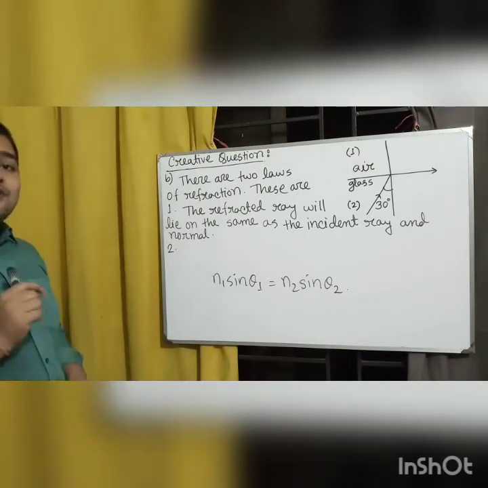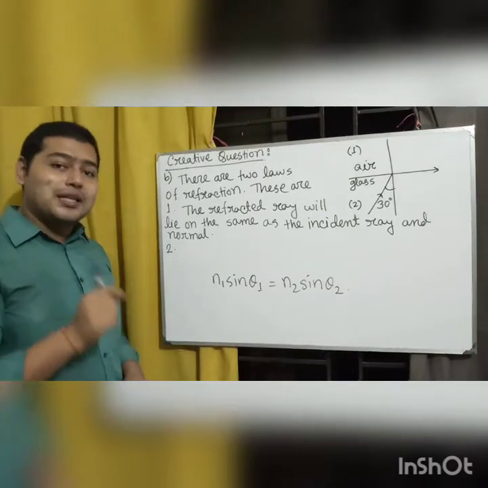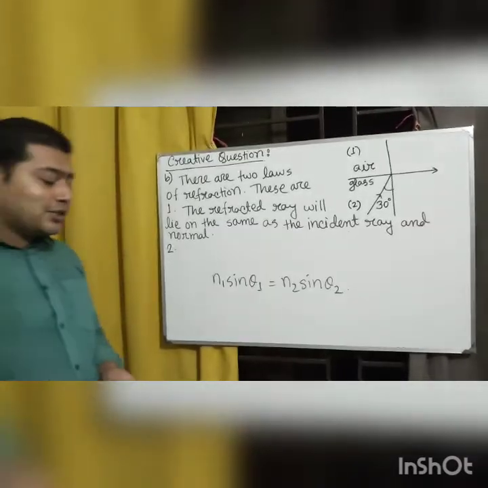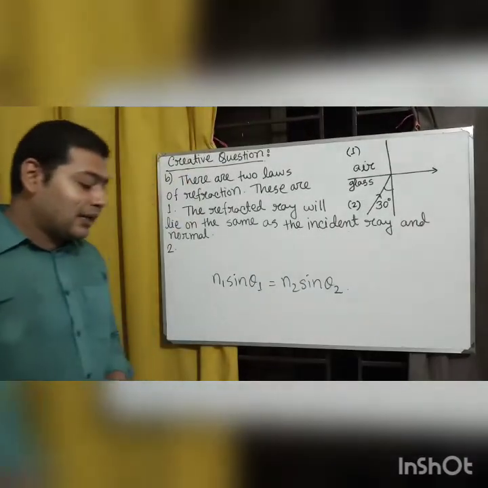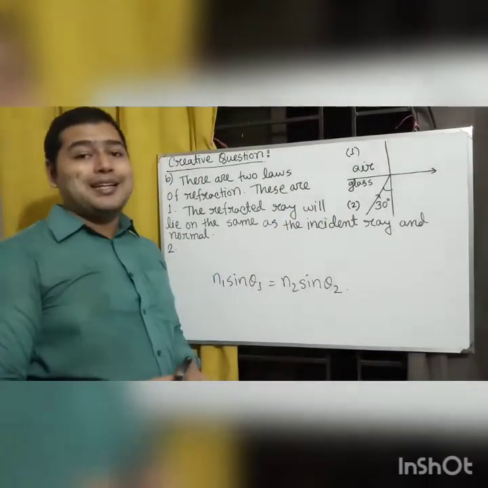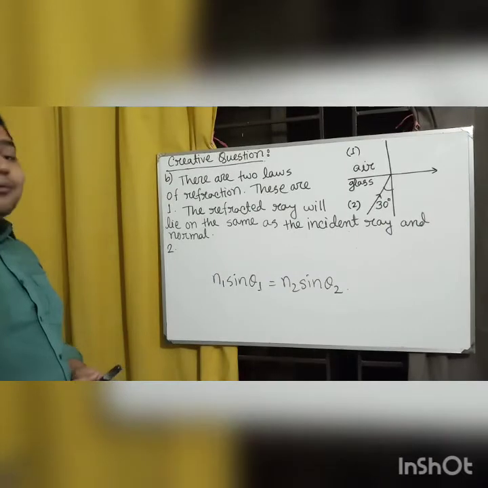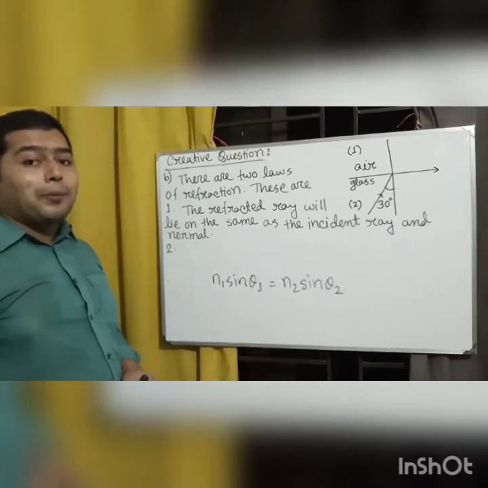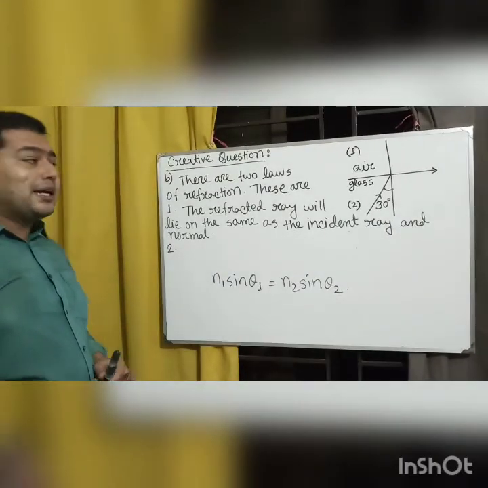Now we will try to answer question C. Here we need to determine the velocity of light in glass medium. Here we have been given the velocity of light in air medium.